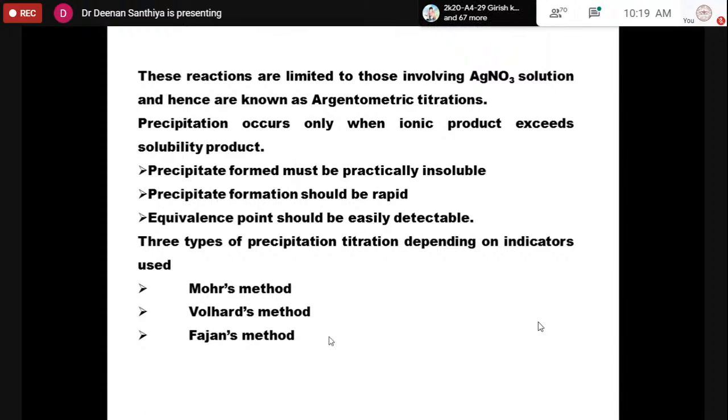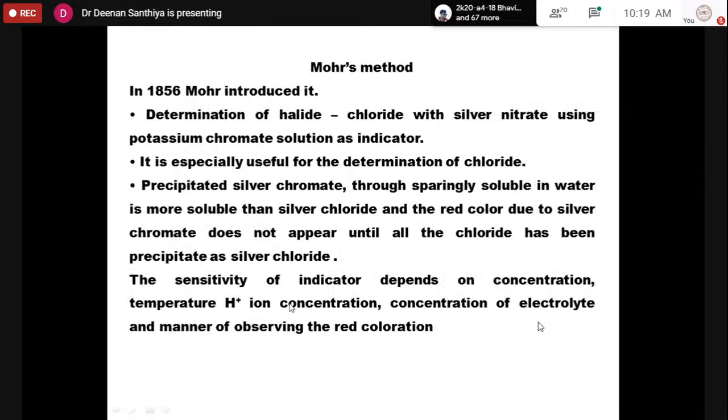There are many precipitation methods. One is Mohr's method, Volhard's method, and Fajans' method. These three are different precipitation methods. Let us come to Mohr's method. So far it is fine? You understood what argentometric titrations are, precipitation titration, the basic principle?